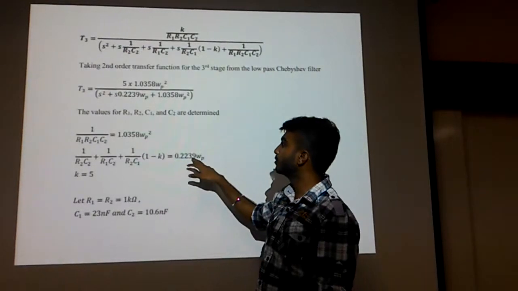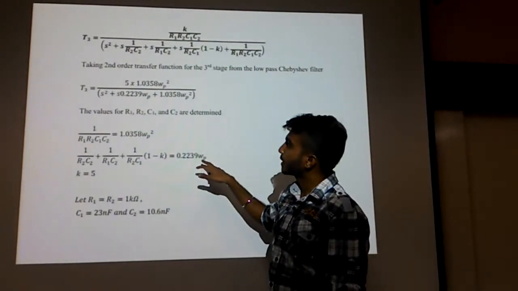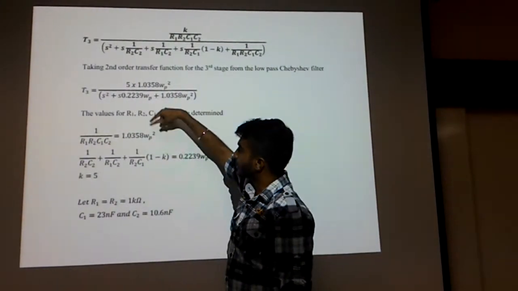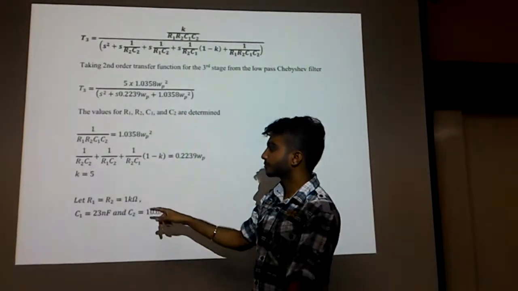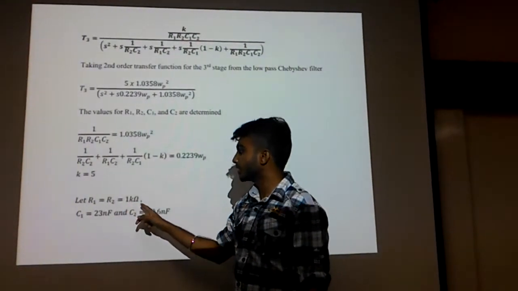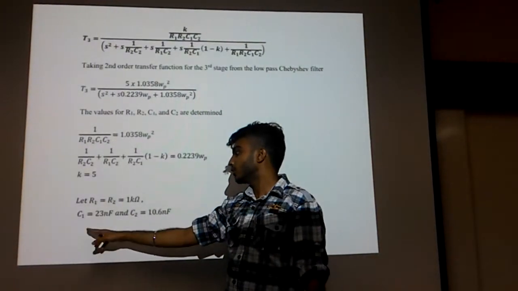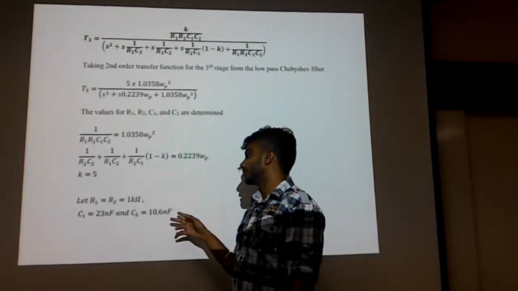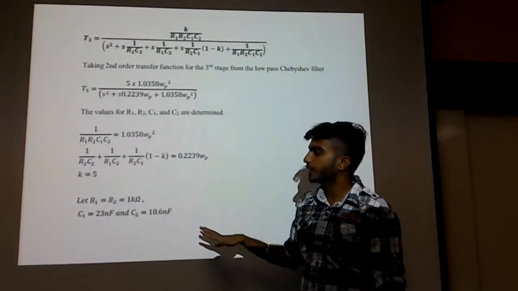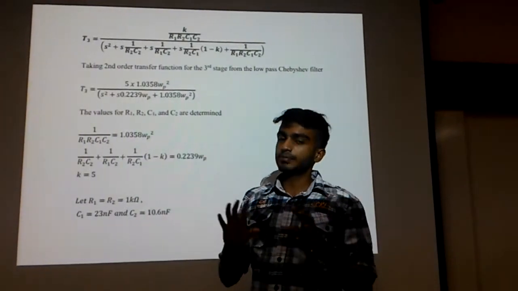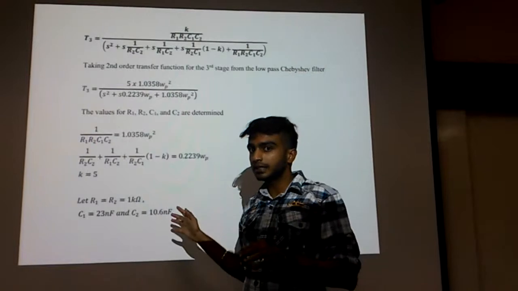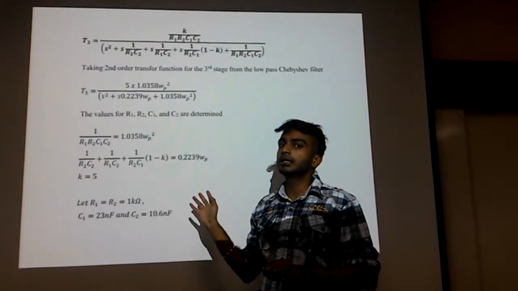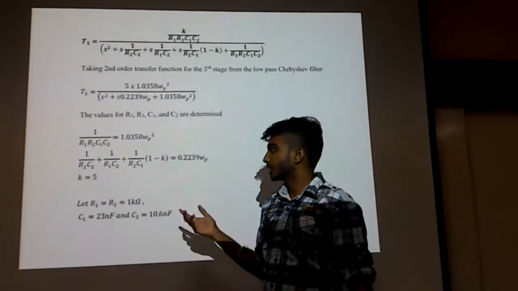So when we do the calculation, it's 0.2239, where we obtain the value from here. Okay. Now the 5 came from here. This is the 5 because we are talking about the fifth order. So R1 and R2 is equal to 1 kilo ohms. So we will be obtaining the value of C1 and C2. So this is the value 23 nanofarad and 10.6 nanofarad. So basically, we obtain all the values required for the schematic diagram. So after we have done this, now we are going to put the value into the simulation and see how the filter is going to take place.